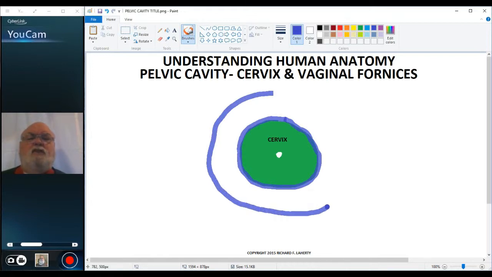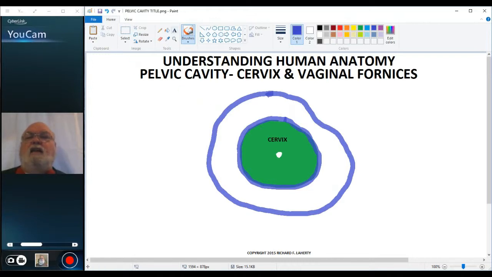Remember, I said that the vagina is dilated in the area of the cervix, so it's wider than the cervix. And this creates a gutter surrounding the cervix. And the gutters are named fornices, and it's a continuous gutter, but we divide it into regions.